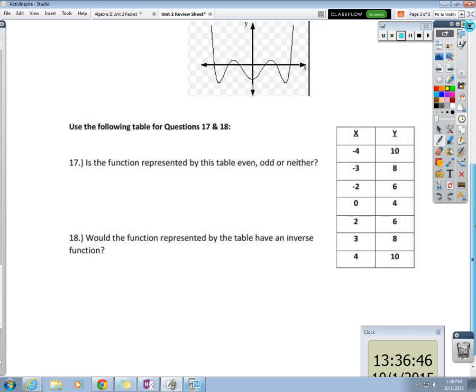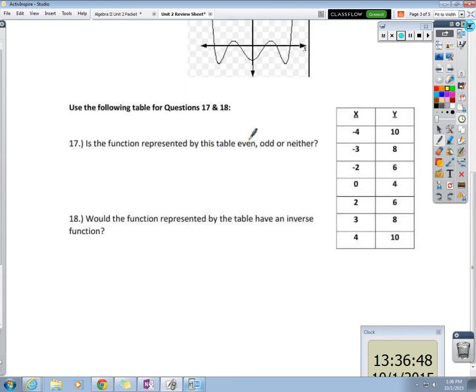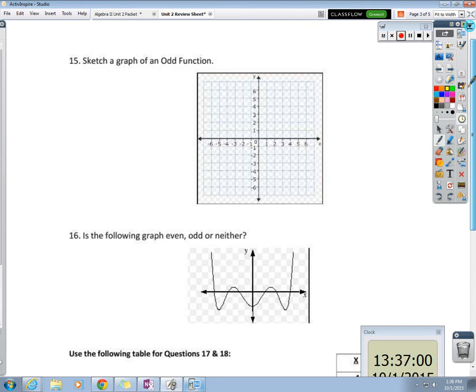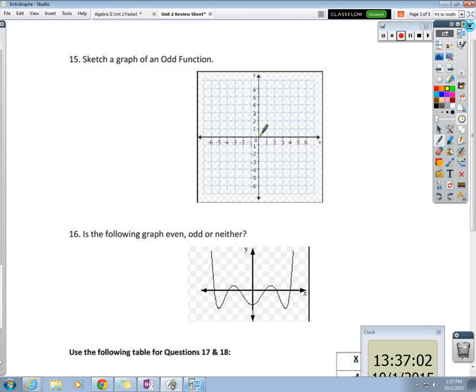Okay, number 17. Is the function represented by this table even, odd, or neither? Okay, well, how would you figure it out? Very good. The best way to find out is to take these points, go to a graph somewhere else on your test tomorrow, and plot them. What's the first point? Okay, so here's -4, 6, 7, 8, 9, 10. So about right there. What's the next point?